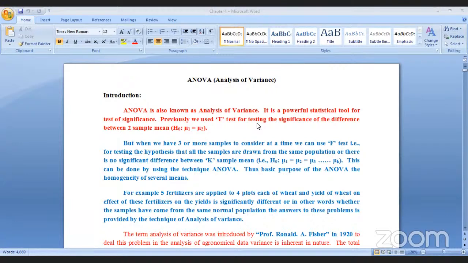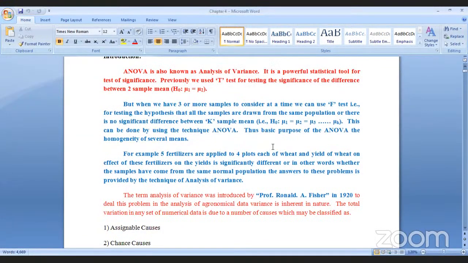Fisher is a statistician who invented this ANOVA chapter. Okay, so here you see carefully, there is no significant difference between K sample means, that is H naught: mu1 equals mu2 and mu2 equals mu3 and so on up to mu k. So this can be done by using the technique ANOVA. Thus the basic purpose of ANOVA is the homogeneity of several means. Homogeneity of several means. So while we are choosing the sample, these samples belong to only one family.